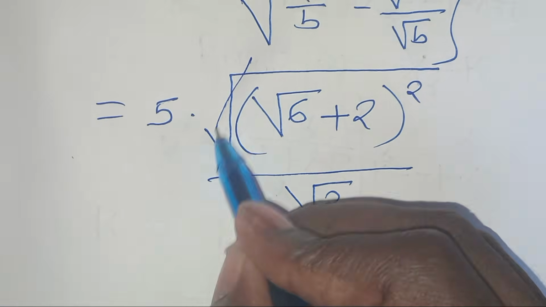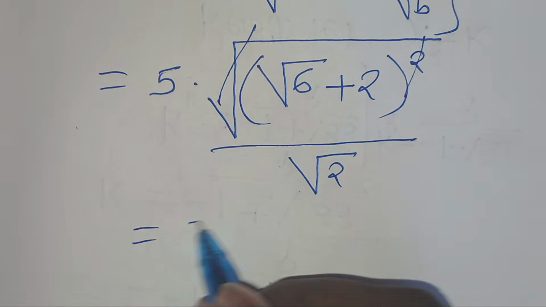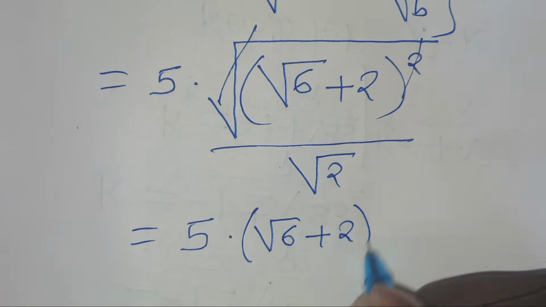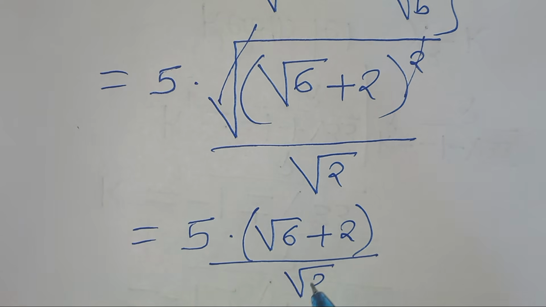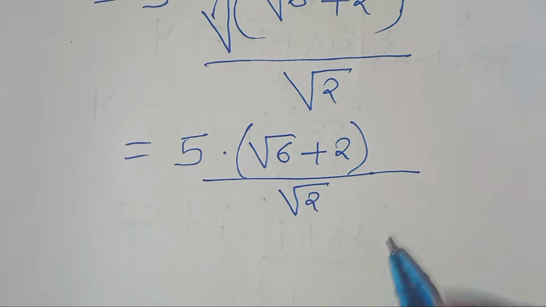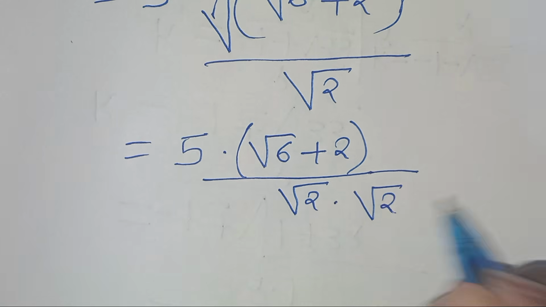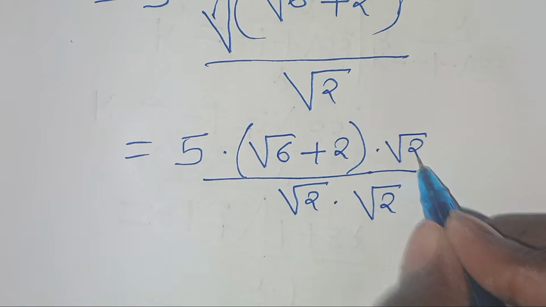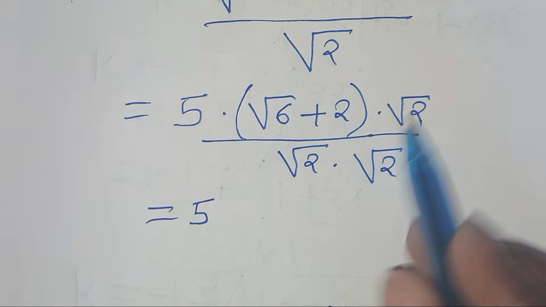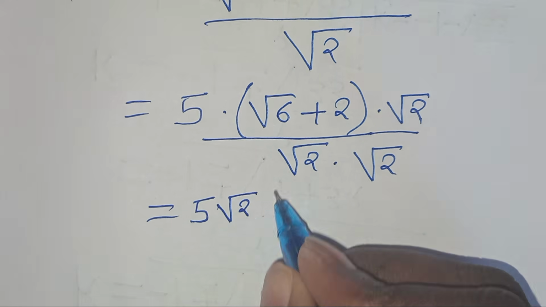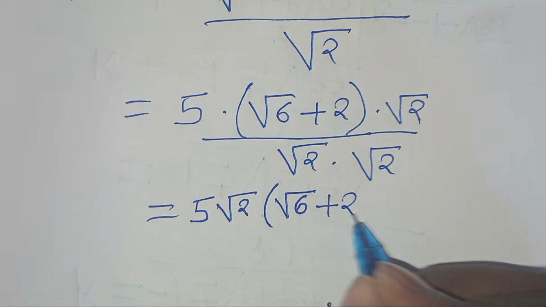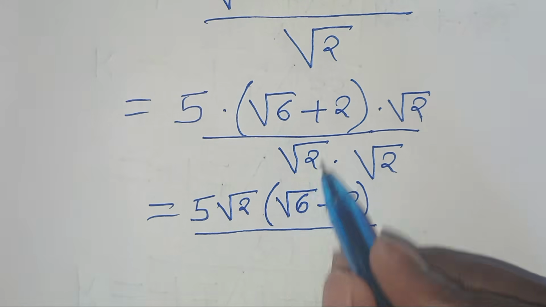So let's eliminate the square root sign here, so that we have 5 multiplied by root 6 plus 2, then divided by root 2. Now, the next step is to rationalize the denominator here. Let's multiply the denominator by root 2. Let's also multiply the numerator by square root of 2. So this means that here we have 5 multiplied by root 2 into the parentheses, root 6 plus 2, then divided by root 2 times root 2.